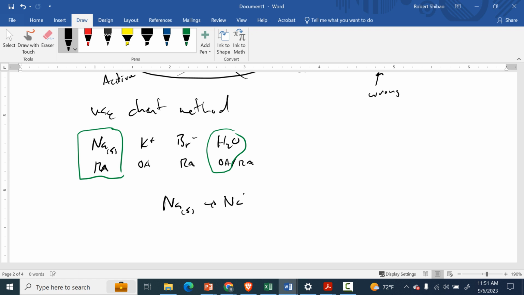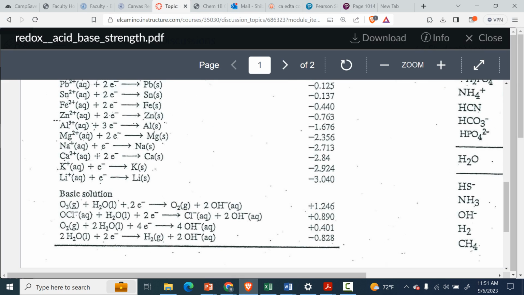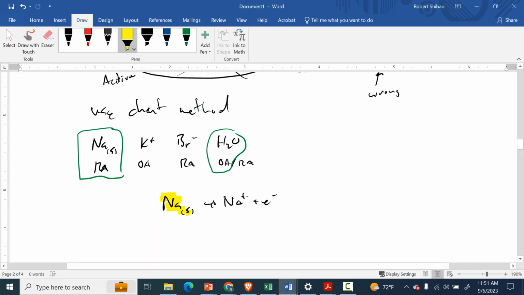It can go to sodium ion plus an electron. So we just copy this off the chart. This is backwards, so I had to reverse it, because I don't have sodium ion, I have sodium metal. And so I flipped it from the chart. If you recall, the chart showed sodium ion plus an electron goes to sodium metal. But I don't have sodium ion, I have sodium metal, so I flipped this reaction backwards from the chart and wrote it here. So sodium metal goes to sodium ion plus an electron.